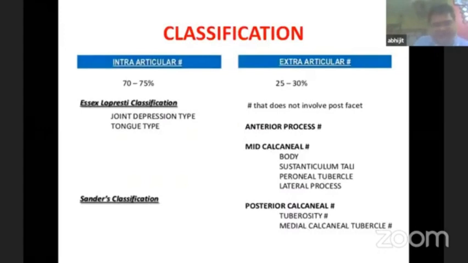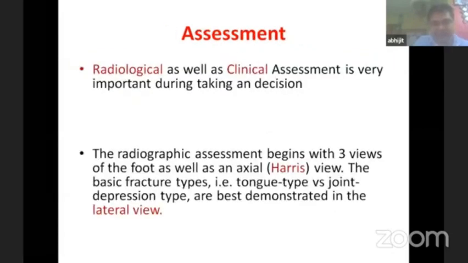So here is a broad classification of calcaneum fractures. Intra-articular is by the Essex-Lopresti classification. Extra-articular fractures are 25 to 30%: anterior process fracture, mid-calcaneum fracture, where the body, sustentaculum tali, peroneal tubercle, and lateral process may be fractured, and posterior calcaneum fracture, where the posterior tuberosity may be fractured. This is basically based on the Sanders classification also.